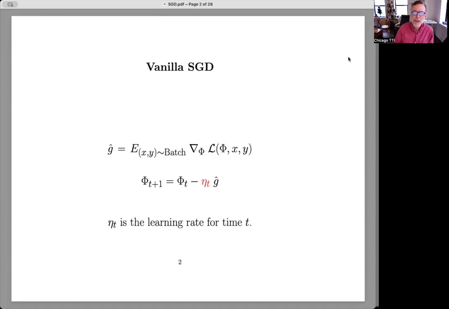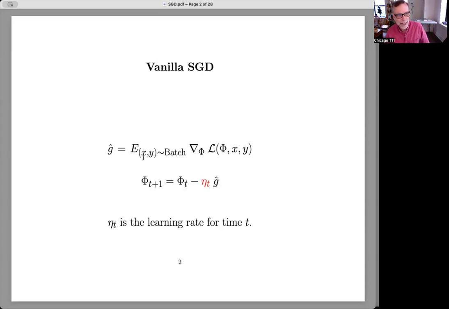So I'll start by defining the simplest form of gradient descent. This is called Vanilla SGD, Vanilla Stochastic Gradient Descent. So the first step in the simplest form is to estimate the gradient by taking an average over the batch of the gradient of the loss on that batch element.